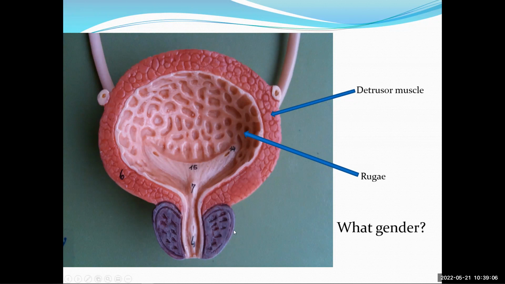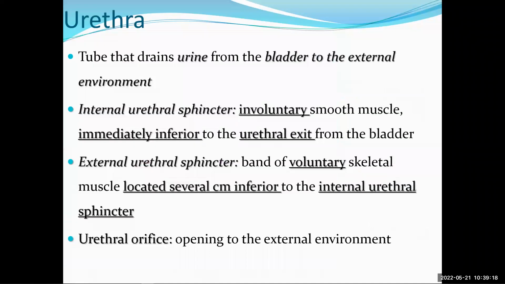Or let me rephrase that in terms of absolutes. In the medical literature, and as far as medical science has seen, females do not have prostates. So the urethra, these are the tubes that drain urine from the bladder to the external. And you have two, the internal and external. Internal, involuntary. The external, this is the voluntary one.